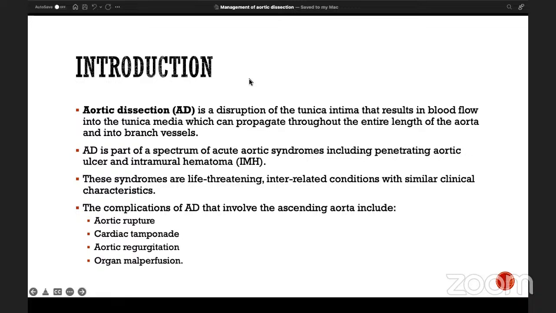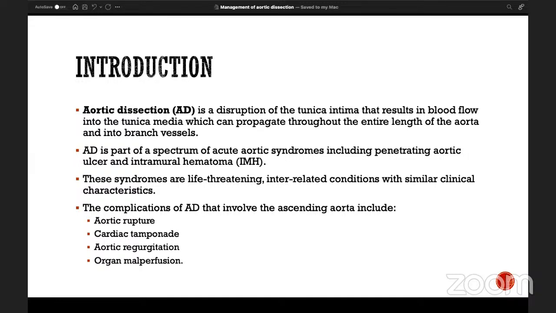As it's well known, aortic dissection is the disruption of the intimal layer of the aortic wall, resulting in a flow of blood in between the layers of the aorta, between the tunica media and the tunica intima, and that can propagate throughout the entire length of the aorta and even can affect the major branches of the aortic vessel. And it is considered as part of the spectrum called acute aortic syndrome that includes penetrating aortic ulcer, intramural hematoma, as well as the dissection.